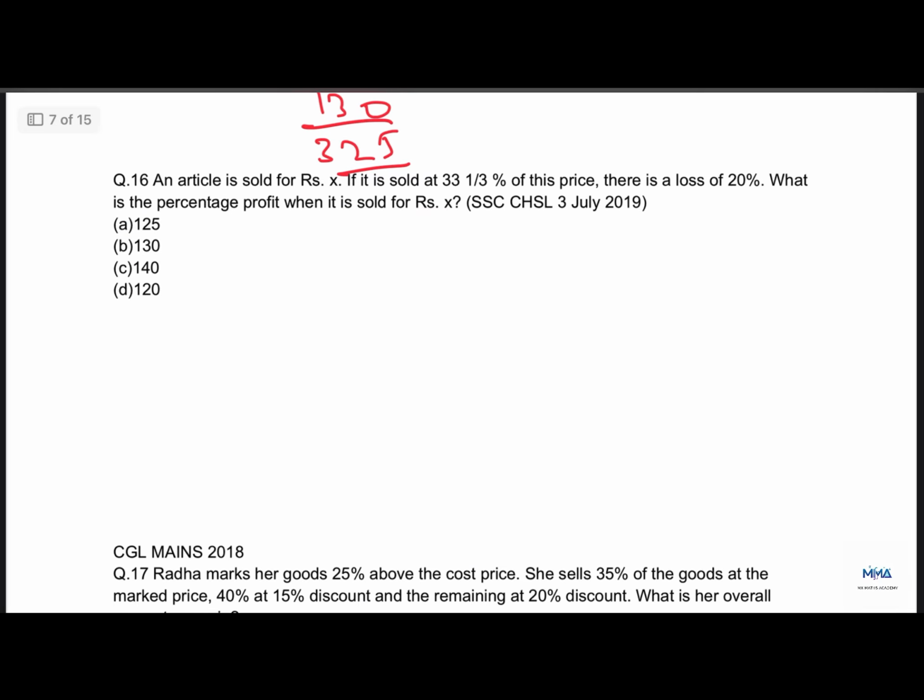An article is sold for rupees X. If it is sold for 33 1/3% of this price, there is a loss of 20%. What is the percentage of profit when it is sold for rupees X?